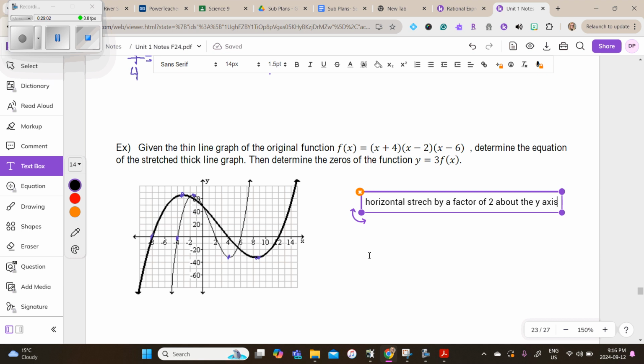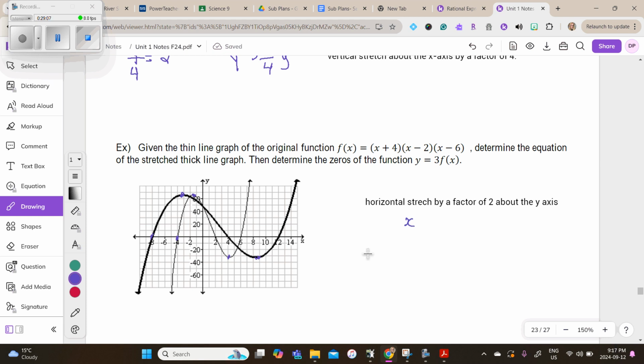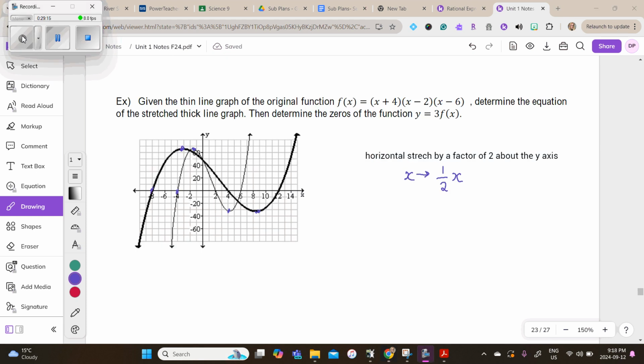As far as our replacement notation, x is replaced with 1 over 2x. So all of the x's are going to be replaced with 1 over 2x. And since my pen's not working very well, I'm going to finish this example up on Monday because it's a little heavy on the algebra.